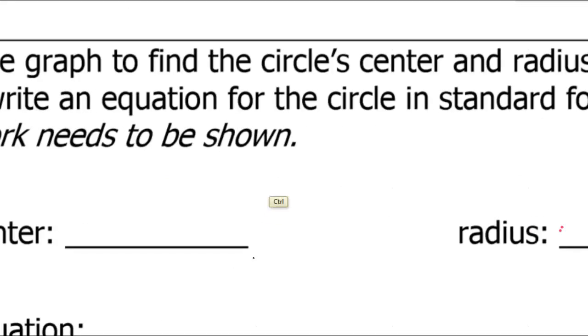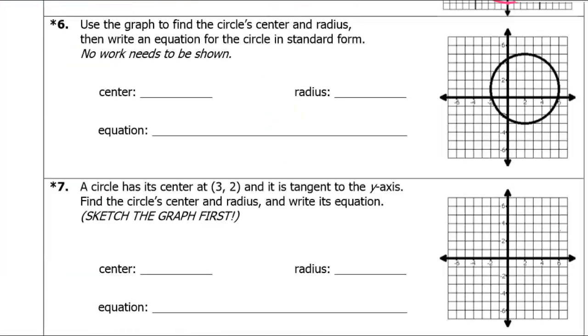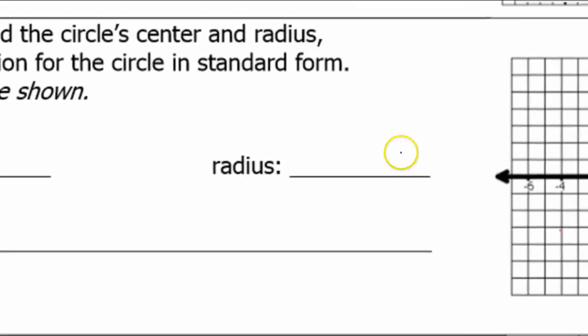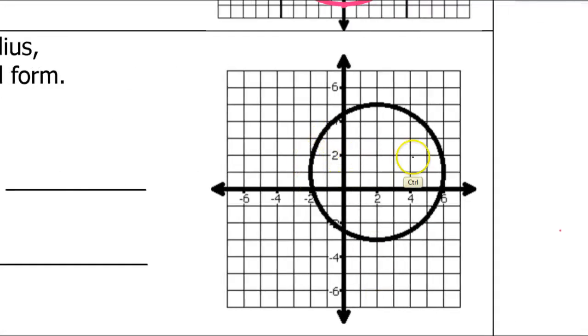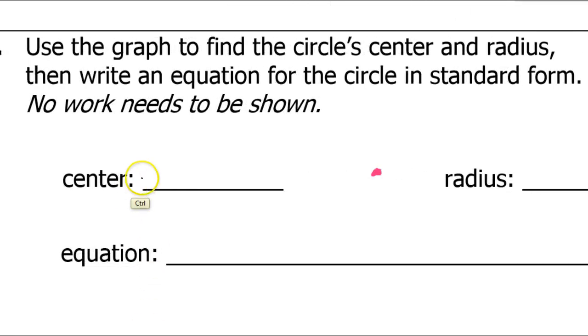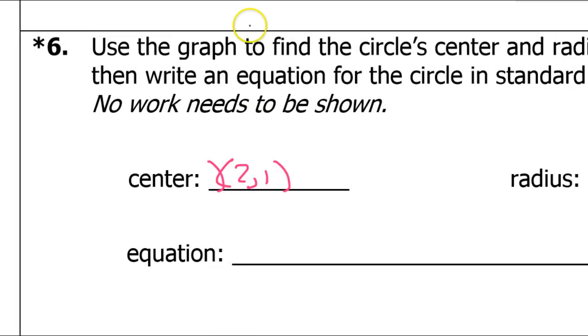So let's take a look at problem number 6. Okay, I can just use my common sense and inspection to figure out what the center of the circle is. This seems to be the center of the circle right here, just using my visual abilities. So that's the point 2, 1. So the center is 2, 1. So let's write that down. Now, what's the radius?